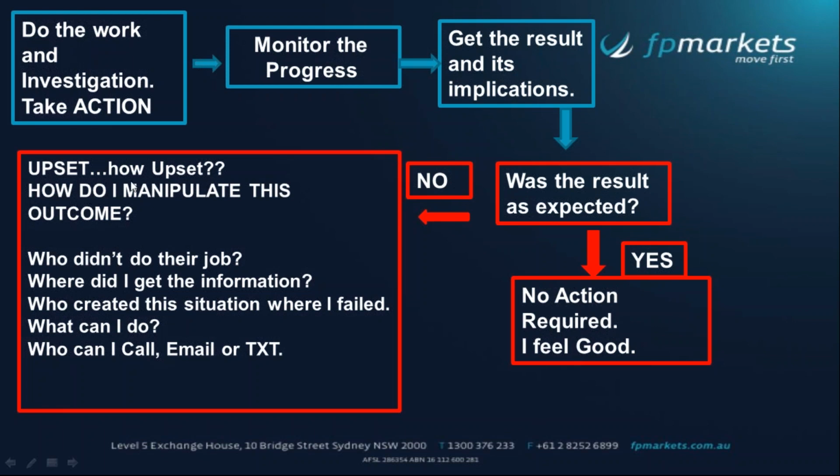If the answer was no, and I've been here, we go into this process about how upset we are, and the first reaction is, how do you manipulate this to change the outcome? Now, this is the market. You can't change anything in the market. And often thoughts about who didn't do their job, where did I get the information, who can I blame, who created the situation where it failed, and what can I do, or who can I call, text or email. If you think about it in day-to-day living, if you leave something on the kitchen bench and it goes off, we can blame someone for that. Who left the fridge door open? If the car runs out of petrol, who didn't fill up the car? And we can get all these things fixed.